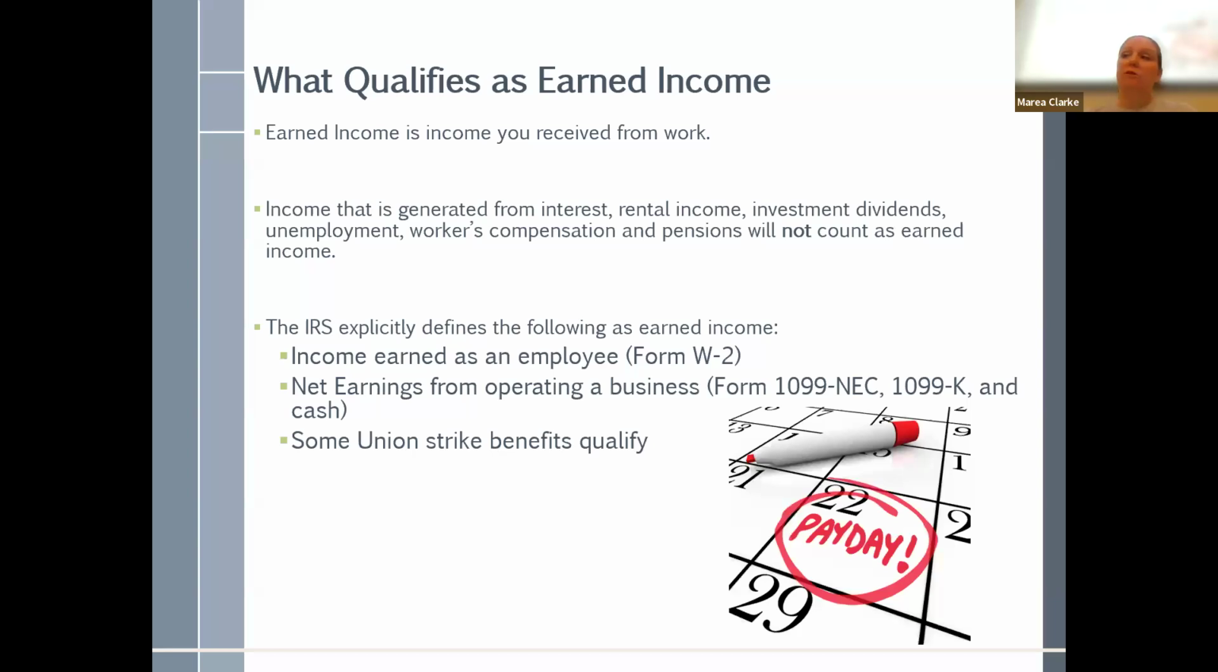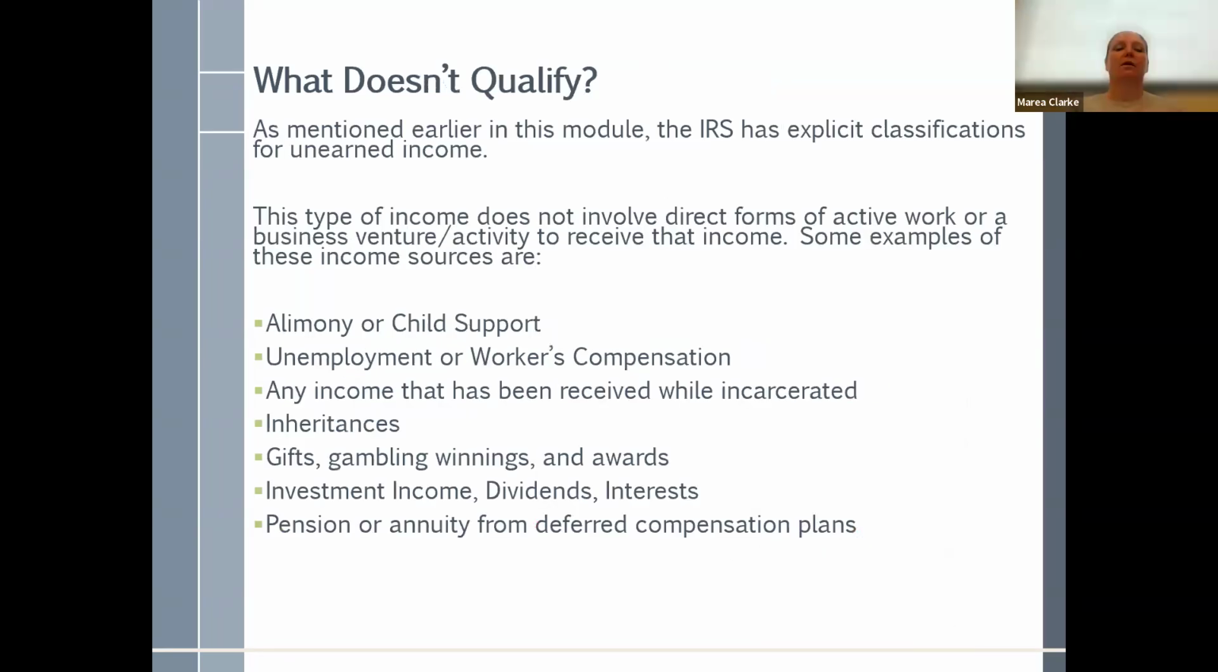Earned income is income that you receive for work. So if you have investment income like interest, rental properties, dividends, capital gains, pensions, all those things don't count as earned income. They do explicitly define it as W-2 income as well as net income from any sort of a business. So if you are self-employed, have your own business, that would definitely count as well. Sometimes union strike benefits will qualify. I would be incredibly surprised if we saw any union strike benefits in one of our clinics, but theoretically that's possible.